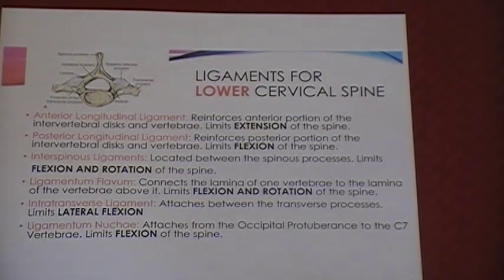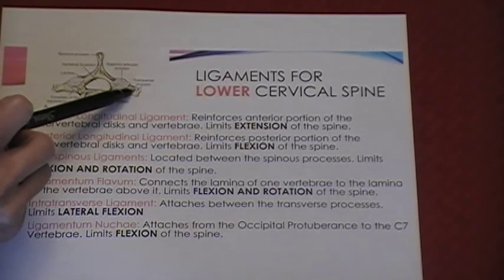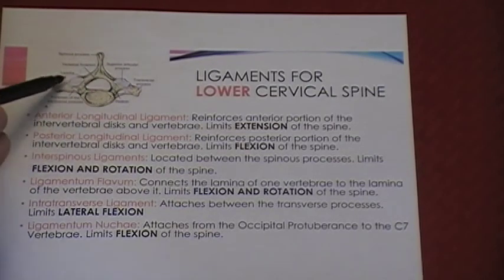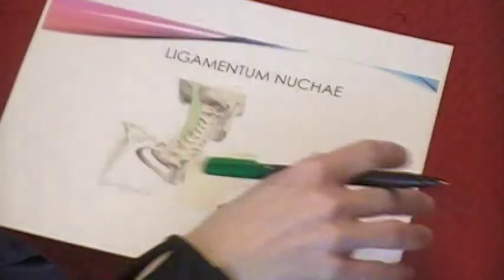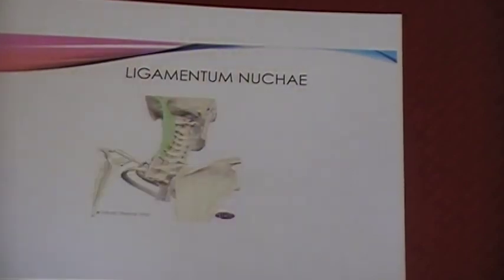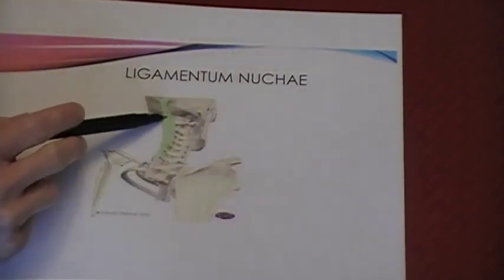You're going to have the intertransverse ligaments. Okay? So they link the transverse processes of the vertebrae above and below, and these limit lateral flexion. And then you have the ligamentum nuchae, which attaches from the occipital protuberance to the C7 vertebrae, and this is going to limit flexion of the spine. And this is a good picture of the ligamentum nuchae, right here.